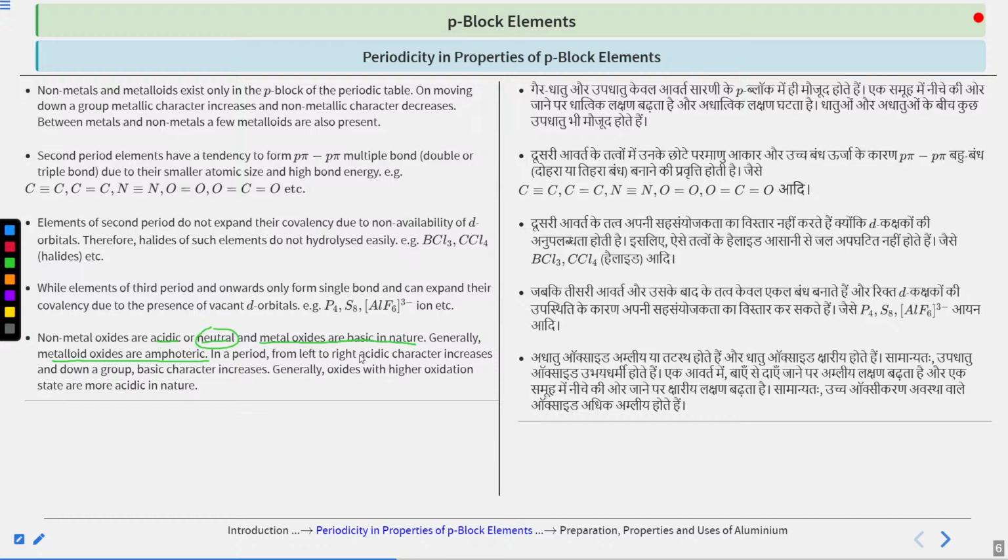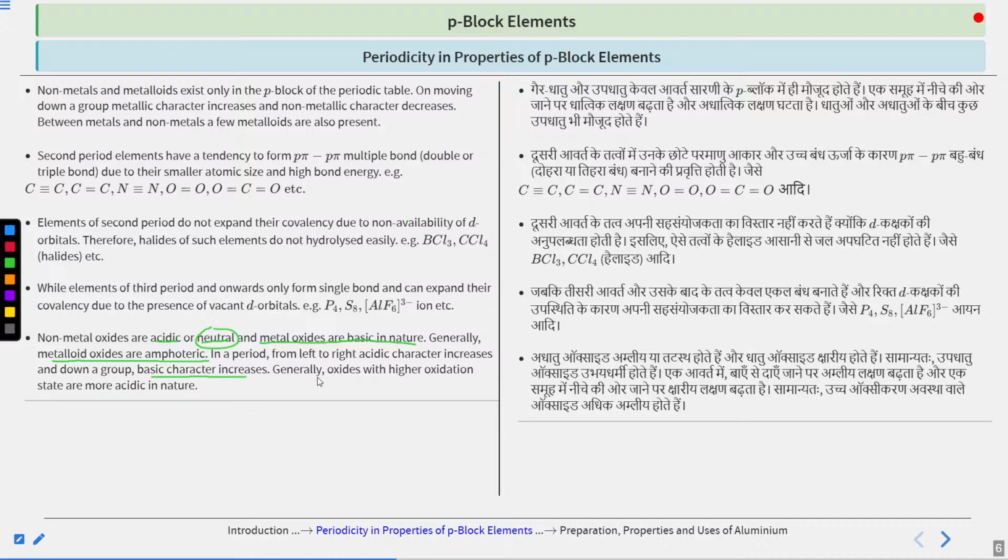Now if you move from left to right, the acidic character increases because the size is decreasing and now it can accept electrons, due to the proximity towards the nucleus, right? Now basic character increases down a group. Again the same reason: size is increasing, so it can easily lose the electron because of the small electrostatic force of attraction.